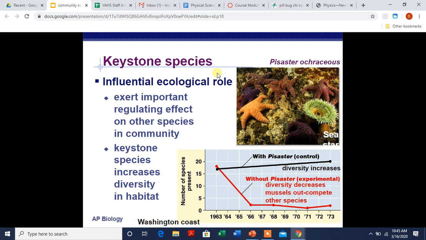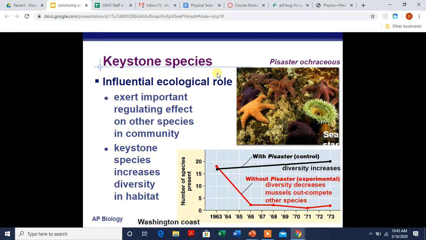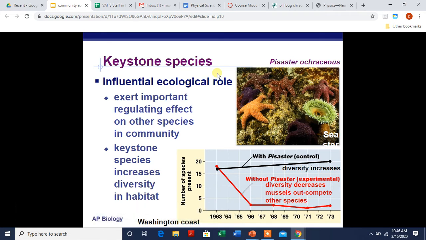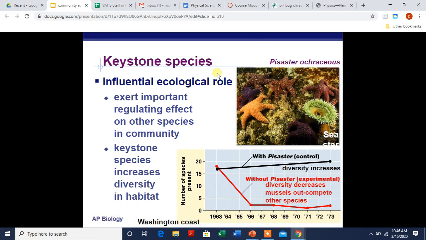One important tie-in to what we just talked about is that keystone species increase the biodiversity in their habitat. So for example, here are some sea stars, and in their community, in the Washington Coast community, they are the keystone species. Now, if you look at an experiment over time with the number of species present, much greater species diversity with these sea stars present, the black line.